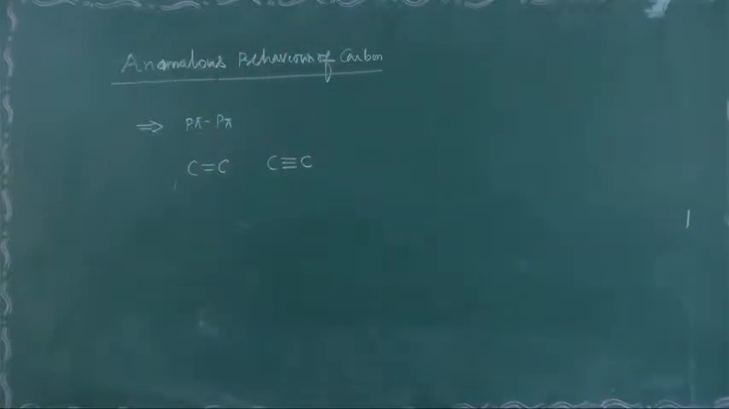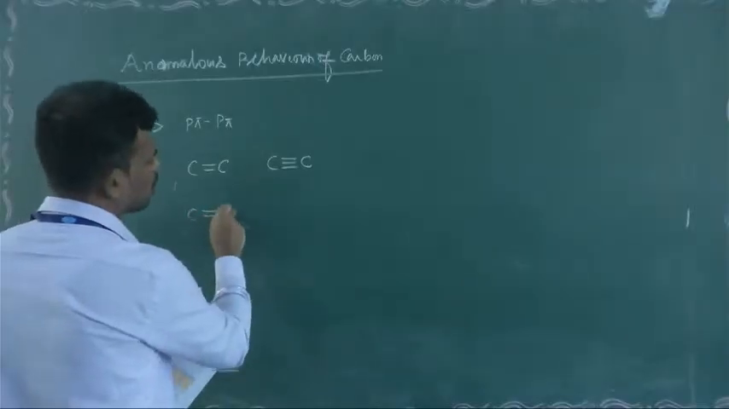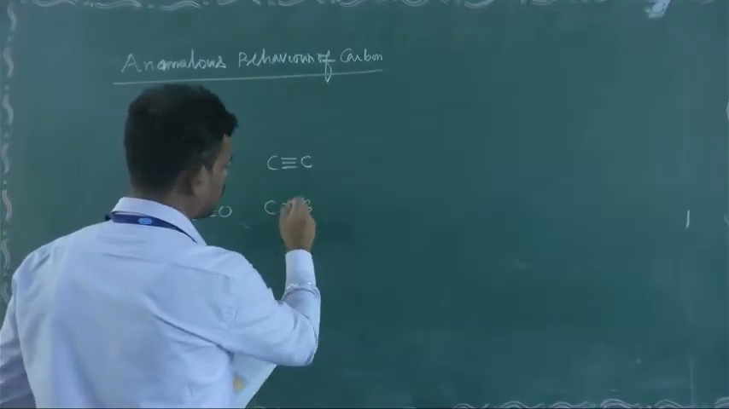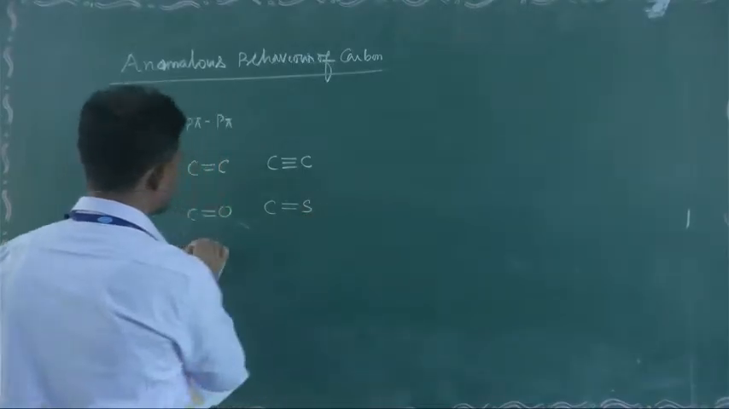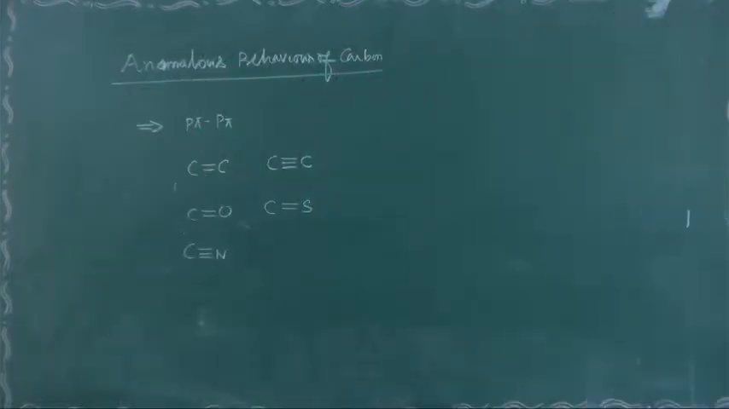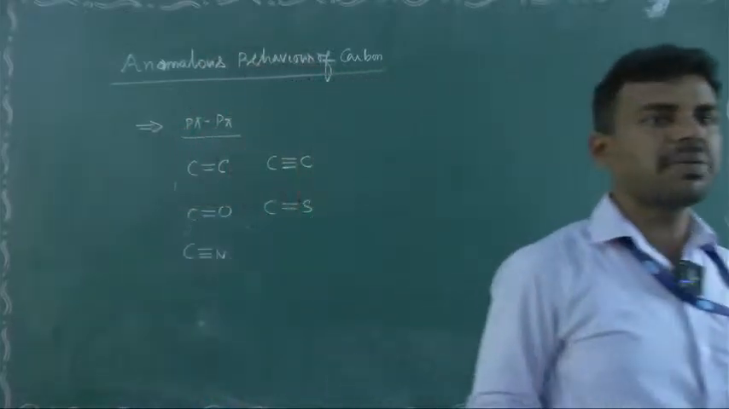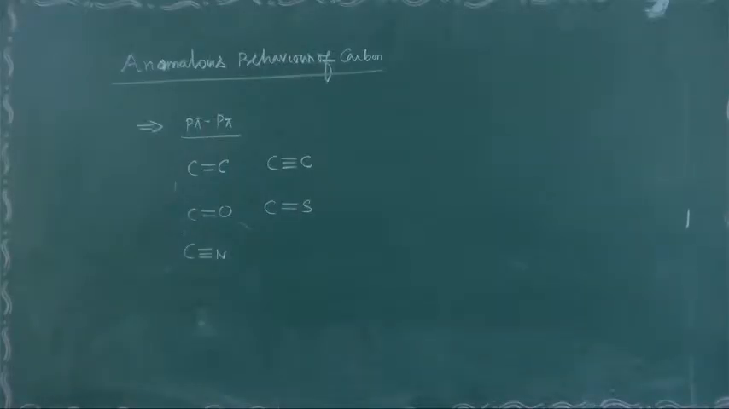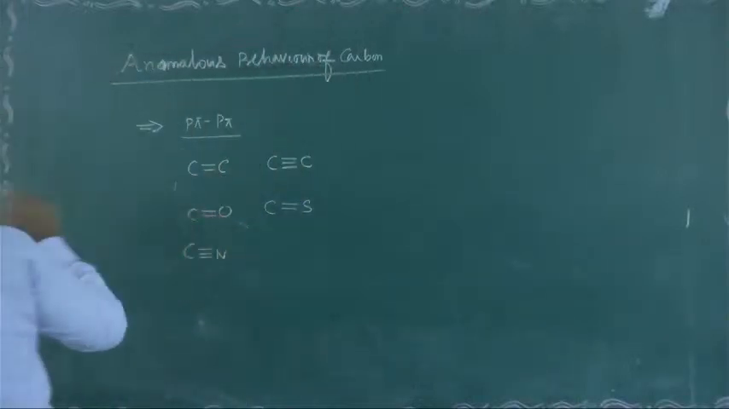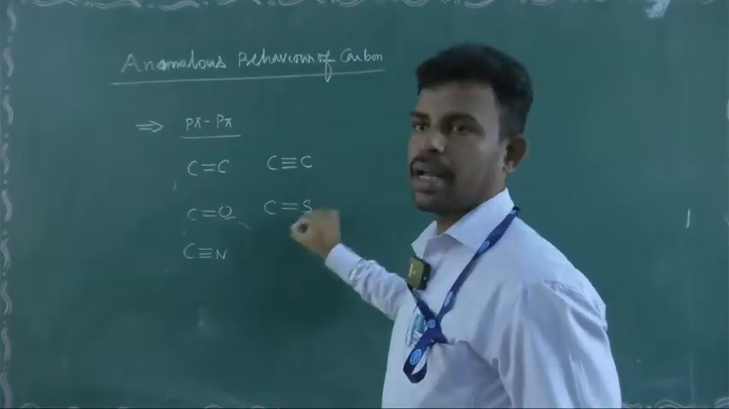What about other elements? In the case of carbon-oxygen double bond, carbon-sulfur double bond. Next we have a carbon triple bond with N, and so on. Is it clear? So carbon has a unique ability to form p pi multiple bonds with itself or with other elements. Other elements here I mean oxygen, sulfur, nitrogen.